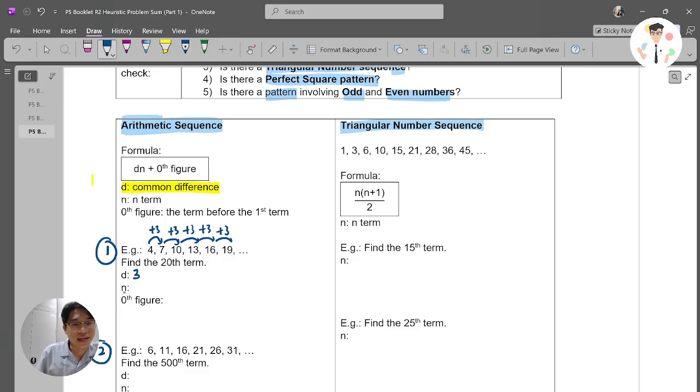N. What is N? N basically is what you need to find. The N-th term. In this case, it is the 20th. This is what you need to find. The N.